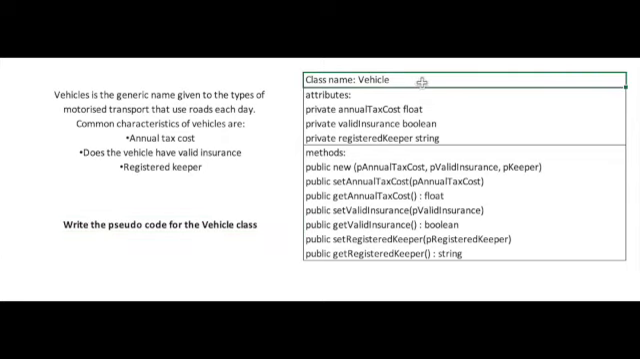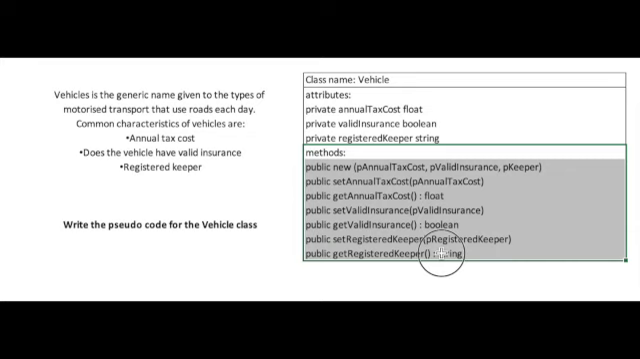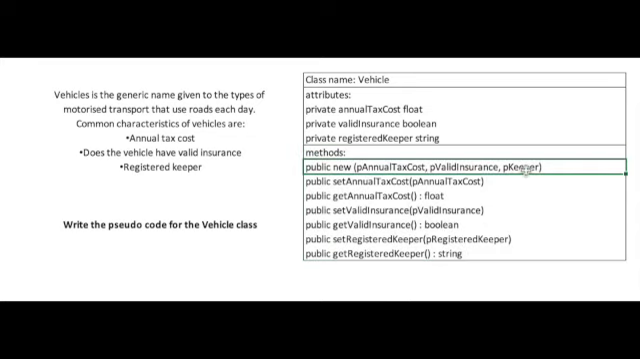In the first row we have the class name. The first section we have the attributes of the class vehicle. Remember, attributes are sometimes known as fields. And then we have the methods of the class vehicle. We have the constructor method. We can identify it as a constructor method due to the word new, public new.